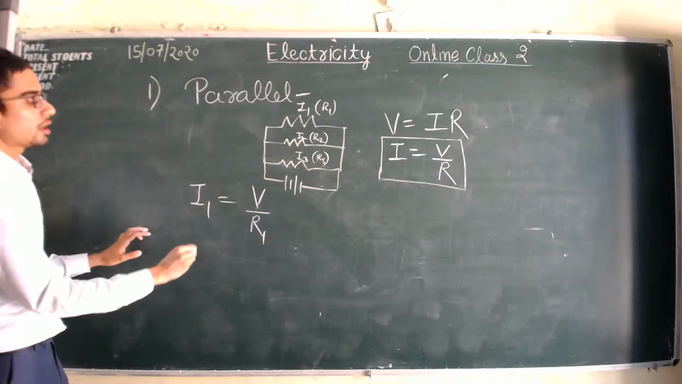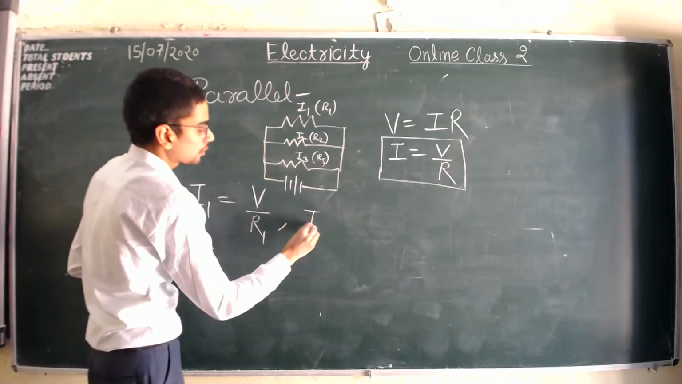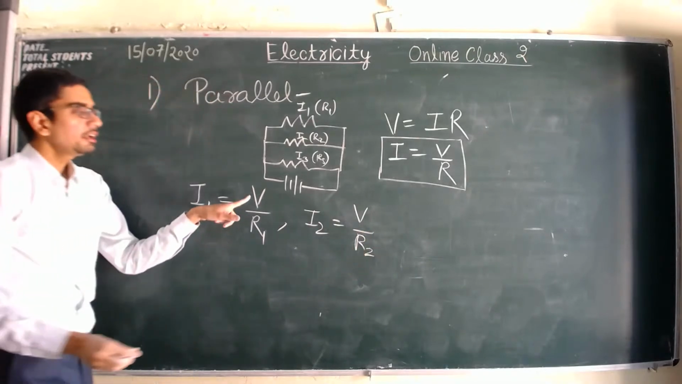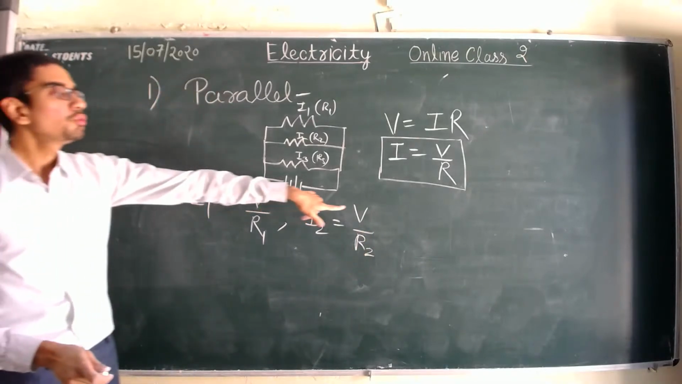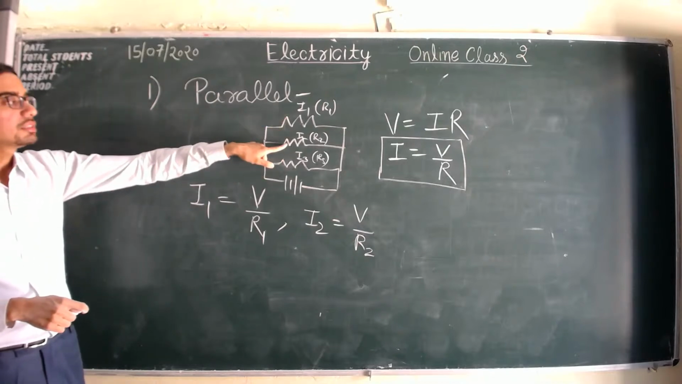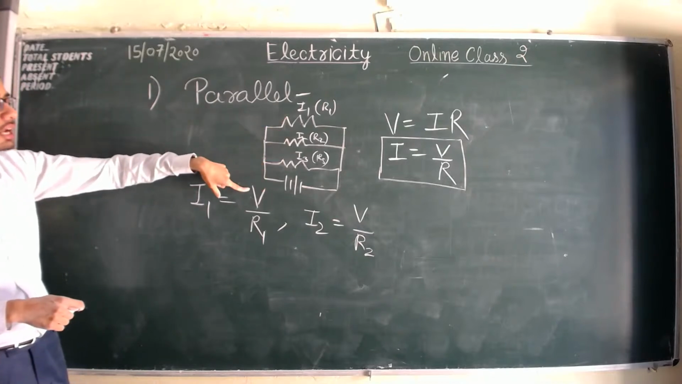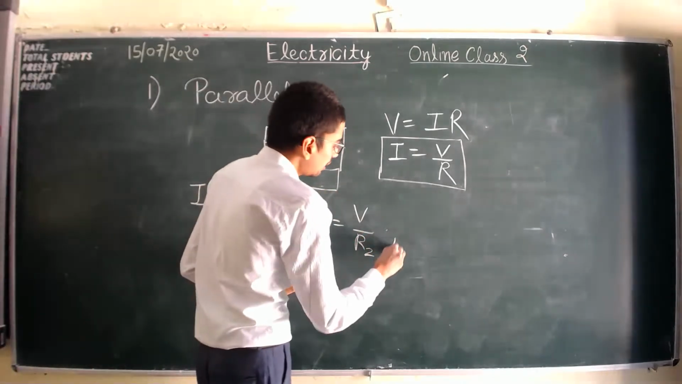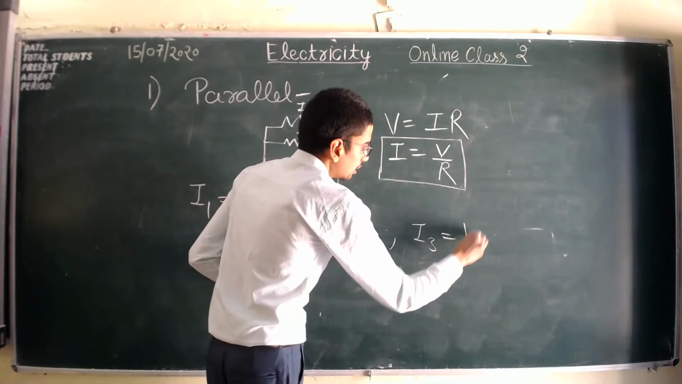Similarly, I2 is equal to V upon R2. Why are we writing only V, not V1, V2, V3? Because this is parallel. In parallel, voltage is the same, so we have to write only V. I2 is equal to V by R2, and I3 is equal to V by R3.